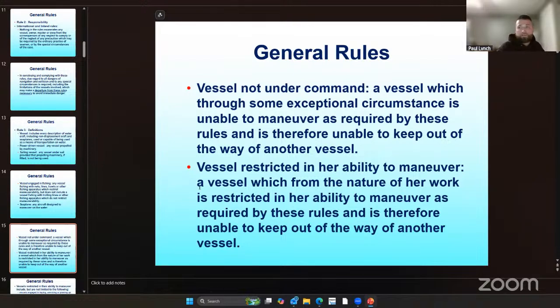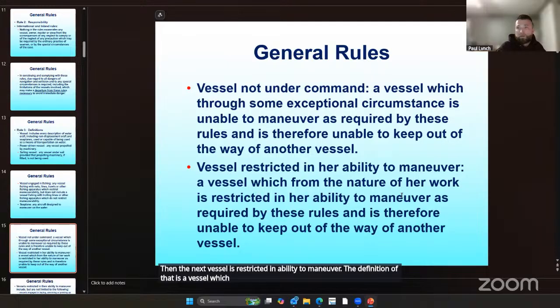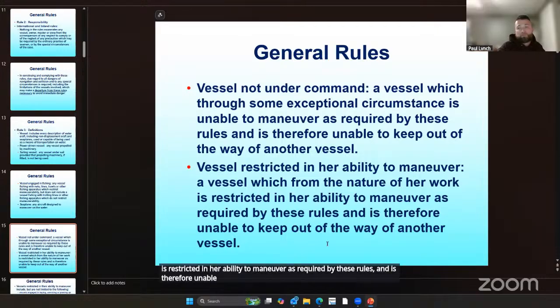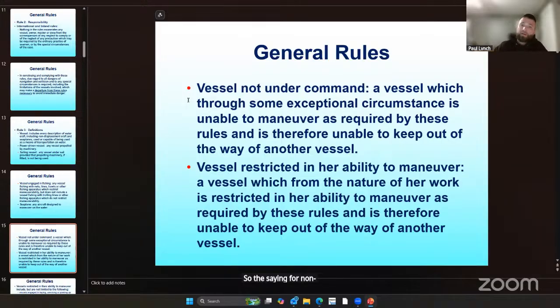Then the next vessel is restricted in ability to maneuver. The definition of that is a vessel which, from the nature of her work, is restricted in her ability to maneuver as required by these rules and is therefore unable to keep out of the way of another vessel. So the saying for not under command is red over red. Captain is dead, put two balls in his grave.